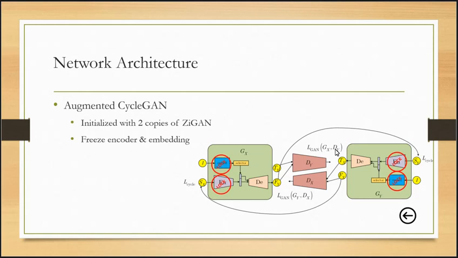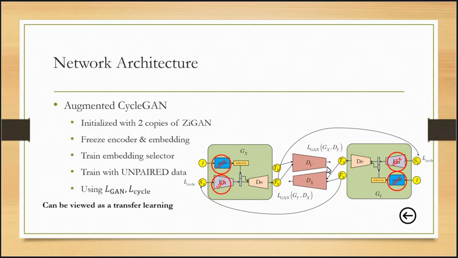Because as we stated above, we think a real person's handwriting is typically a combination of basic styles. So these selectors can be trained. We train the CycleGAN now on the unpaired data. So phase 2 training is a fine-tune process. It shares the weight from the phase 1 training and therefore can be viewed as transfer learning.